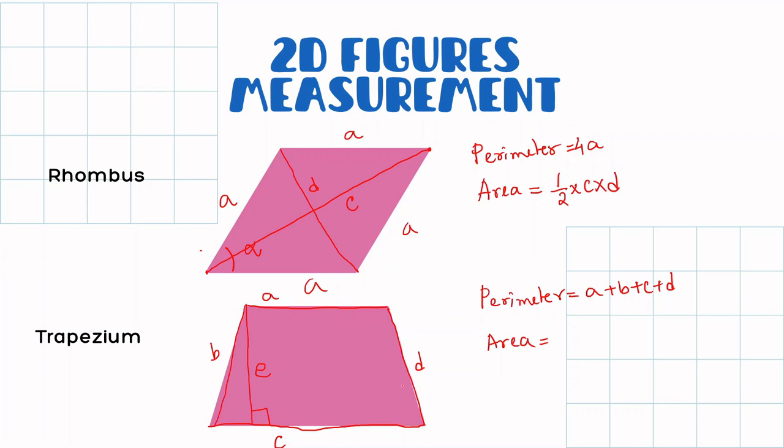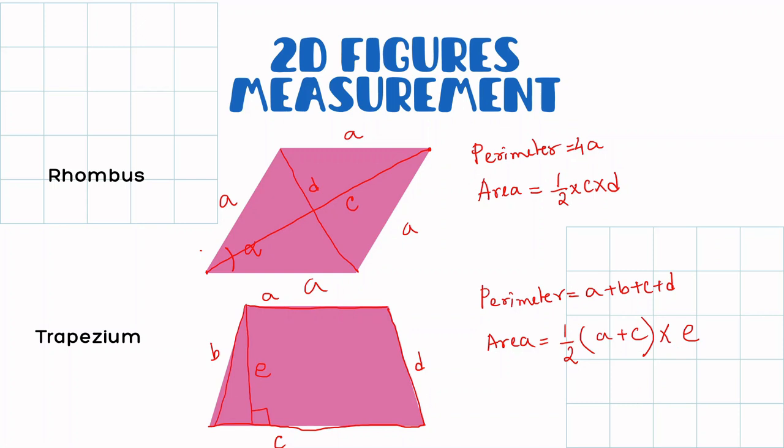If this is E, then the area of the trapezium will be half into the sum of parallel sides. So what is the sum of parallel sides? A plus C. It is the sum of the parallel sides, into the distance between the parallel sides. What is the distance between the two parallel sides? It is E. So area will be half into A plus C into E.